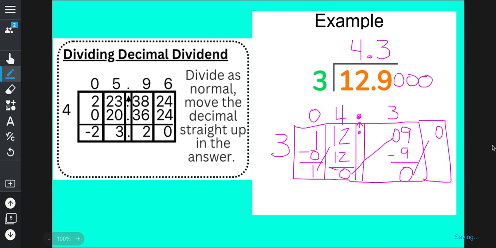Now, if you had to continue on, most of the time your problems would say round to the nearest tenth. So then you only would have to go to the hundredths place value to round your answer.